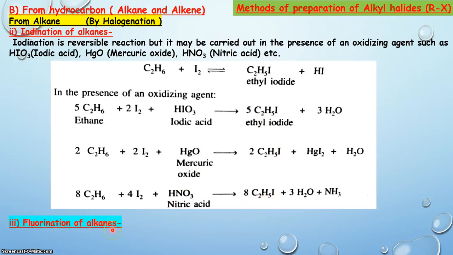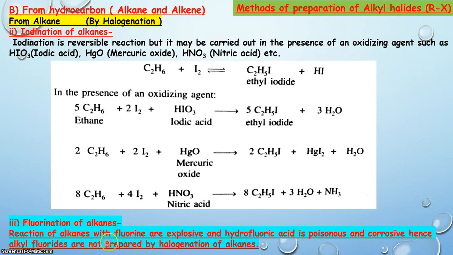Fluorination of alkanes is not possible because the reaction of alkanes with fluorine is explosive, and hydrofluoric acid, that is HF, is poisonous and corrosive. Hence, alkyl fluorides are not prepared by halogenation of alkanes.